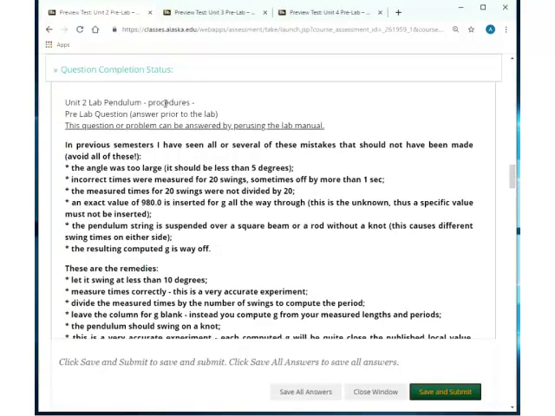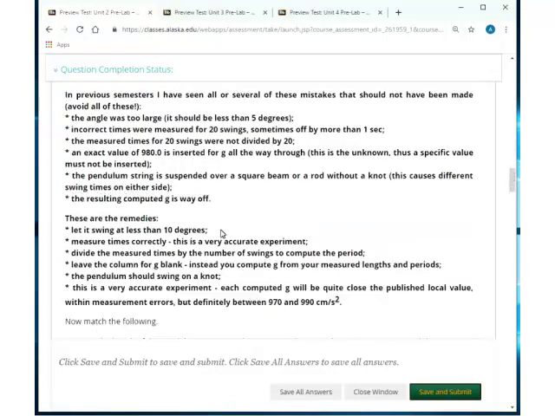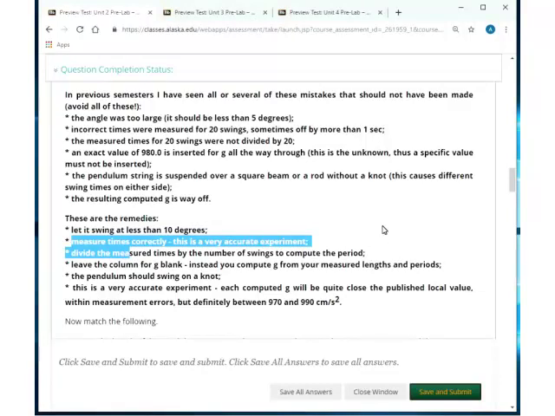Right, question 4. Pendulum lab procedures. There are a number of things here that students have done wrong in the past, so I want to point these out. For example, here, let the pendulum swing less than 10 degrees. Measure times correctly. Start the count at 0 as you let it go, and so on.